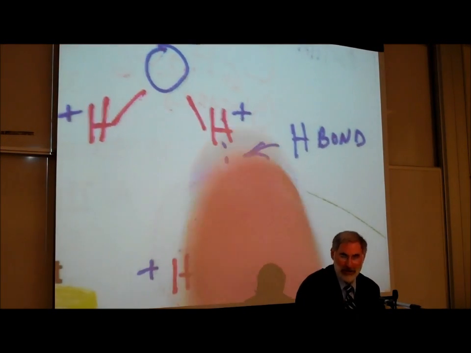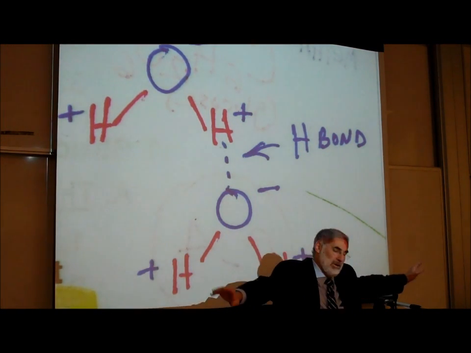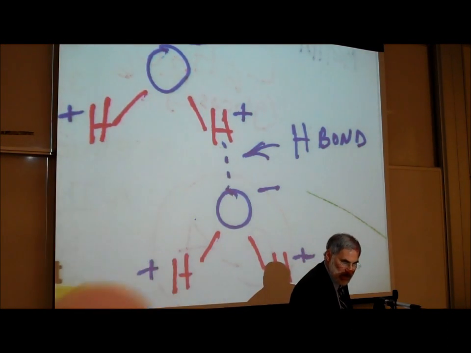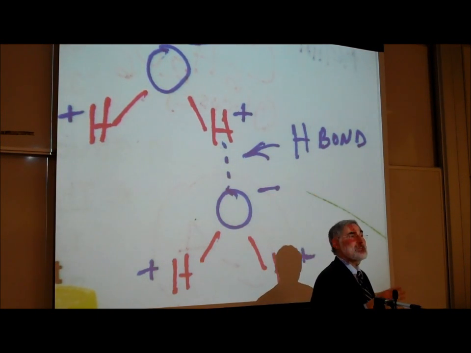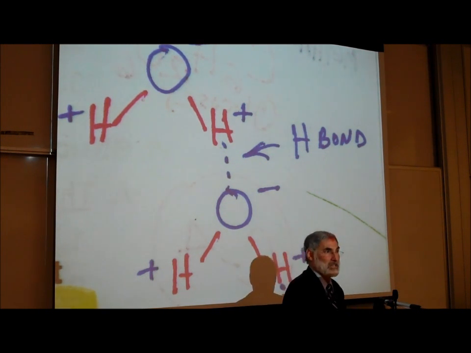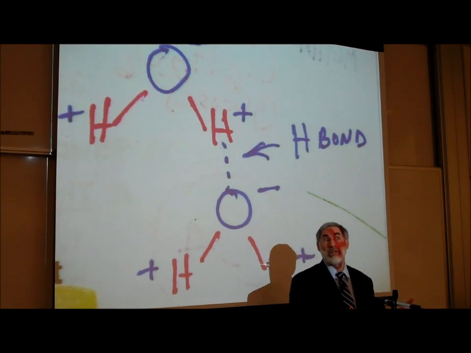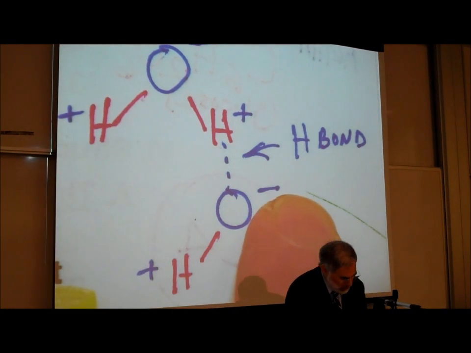Now, when a hydrogen atom is attached to one atom but attracted to another, we call this a weak attraction. The weak attraction, W-E-A-K. The weak attraction that hydrogen has for another oxygen that it's not really bonded to, we call that a hydrogen bond, an H bond.